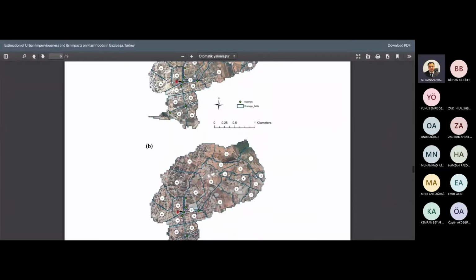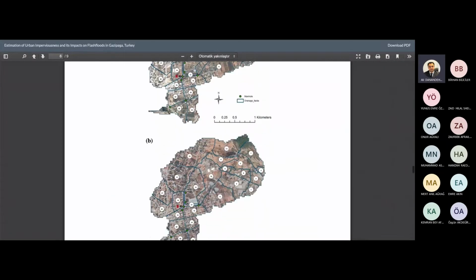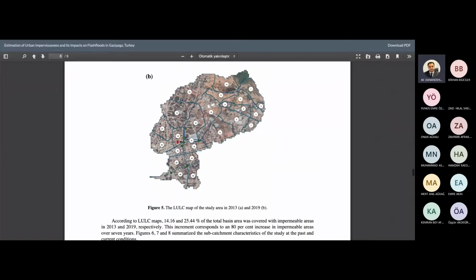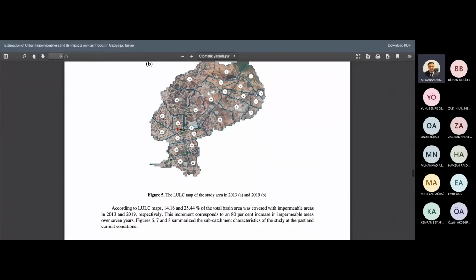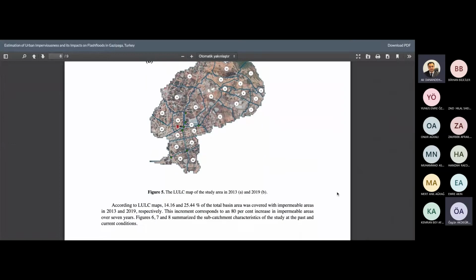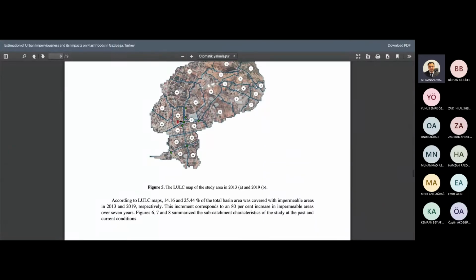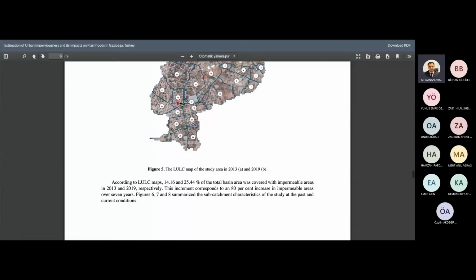When you increase urban or impermeable area by 80%, there is no infiltration, there is no loss, there is no ponding or water detention in natural ground. So what comes as rainfall or precipitation on the ground is transformed directly to runoff, and this is the current situation. You saw the flooding.